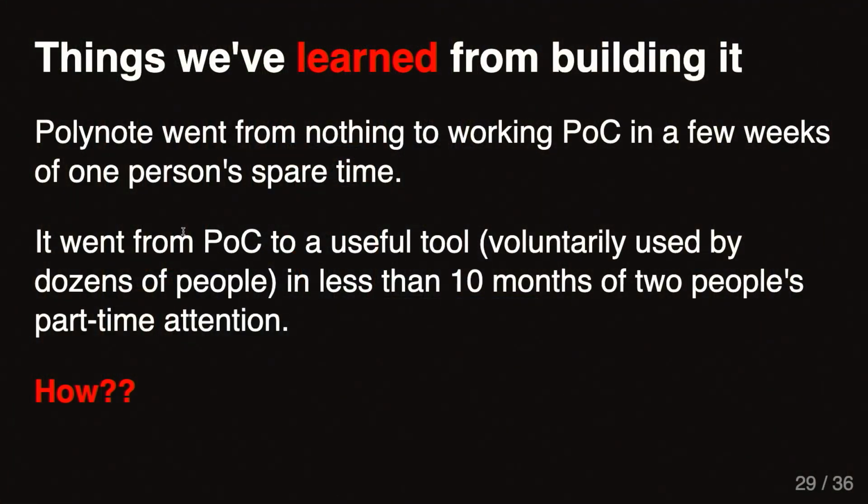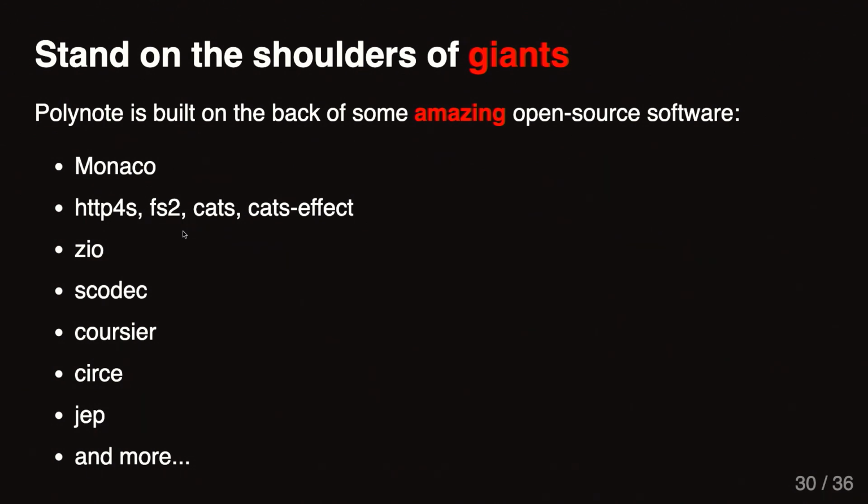I thought we'd talk a little bit about the process of building it and some things that we learned, mistakes and successes, in case that's generally useful to anybody. So the first thing is obviously standing on the shoulders of giants, and this is not new at all, but I just wanted to call out some of the amazing open source software that PolyNote built on the back of. There's Monaco, like Jonathan mentioned, which is the same code editor used in VS Code, and Microsoft's actually open sourced that as a JavaScript component you could just drop into a web app.